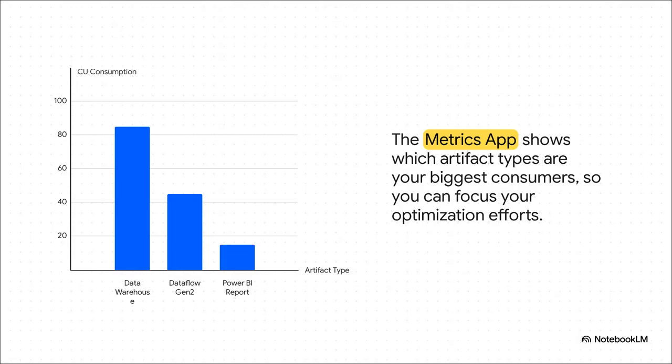And when you get into the app, you'll see charts, just like this one. In a single glance, you can see which types of things, which artifacts, are your biggest capacity hogs. In this example, it's crystal clear, right? The data warehouse is eating up the most resources. This is pure gold. It tells you exactly where you need to focus your cleanup efforts to get the biggest bang for your buck. No more guesswork.